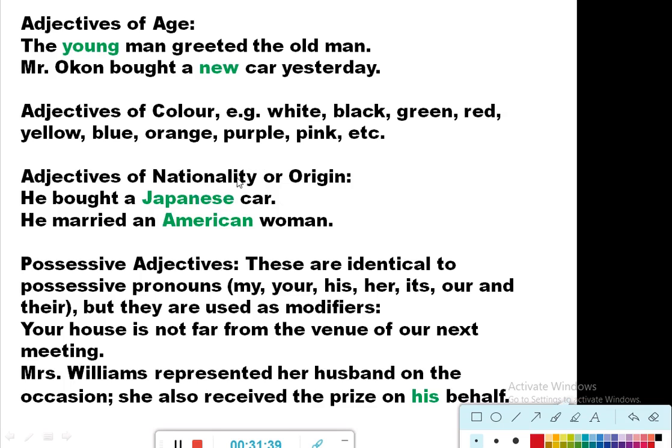We talk of persons, we talk of their nationality. He married an American woman. American here indicates the nationality of the woman.